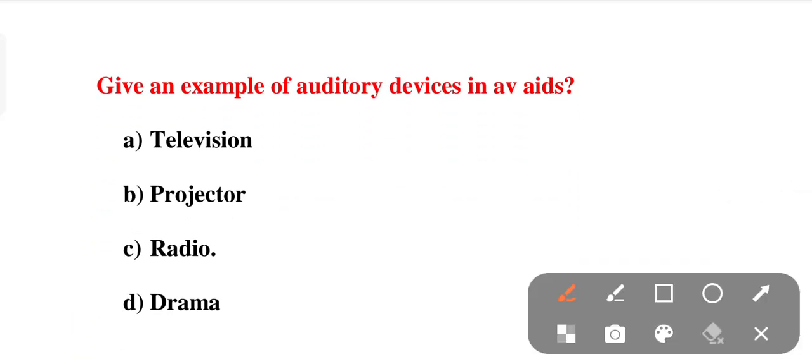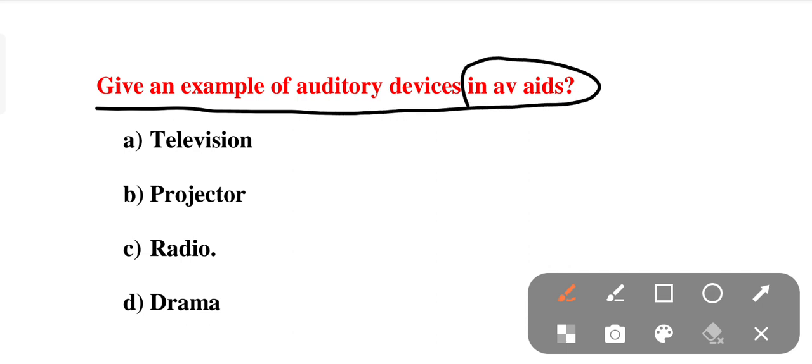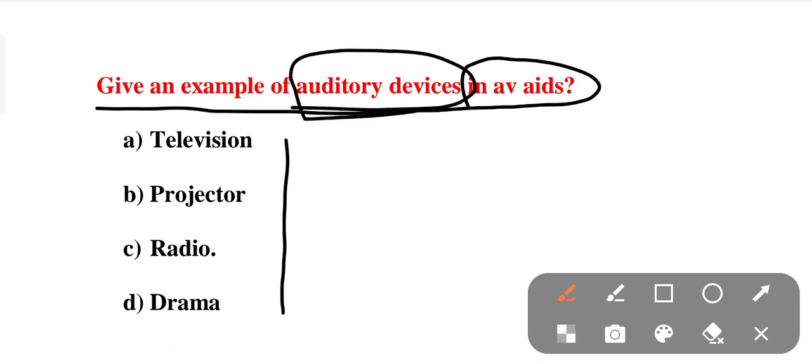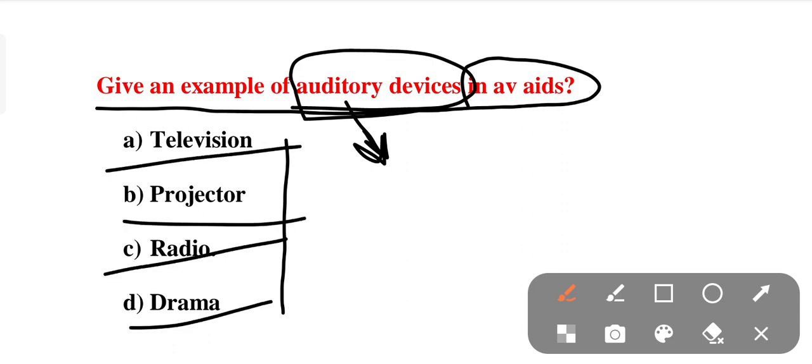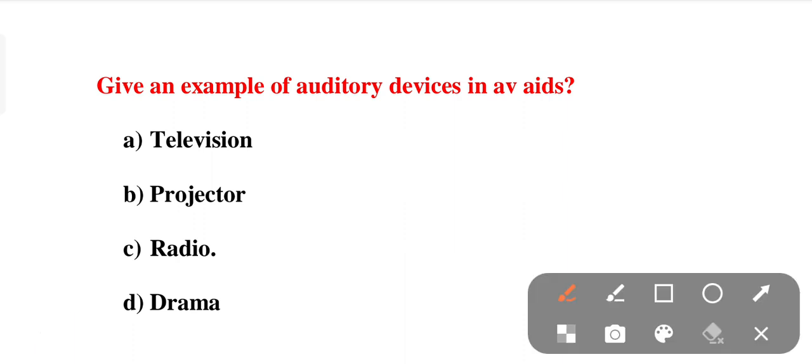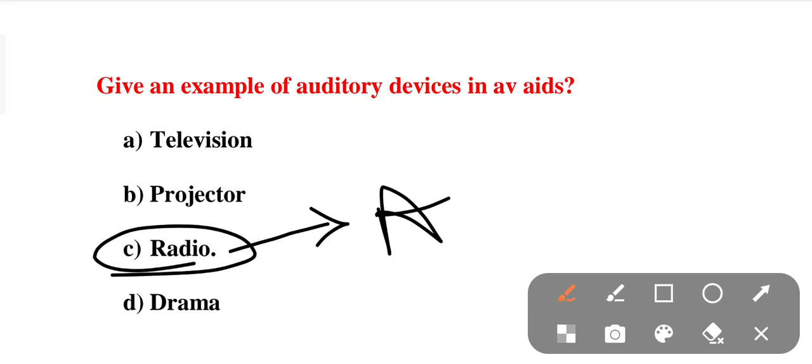So the next question is, give an example of auditory devices in AV aids. Among these four options, which one belongs to the auditory device? Auditory is nothing but we listen with our ears. We cannot see, only listening. Options are television, projector, radio, and drama. So the right one is radio. Radio is an auditory machine. We listen to songs and news on the radio. So it comes under the auditory devices of AV aids.